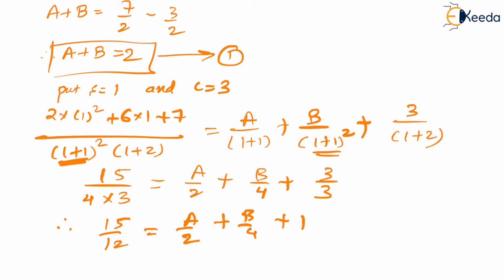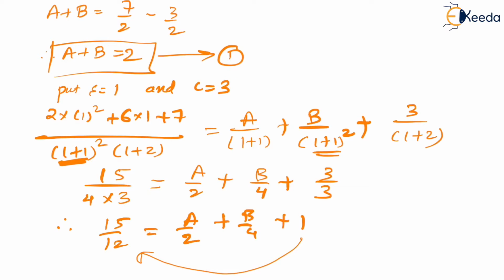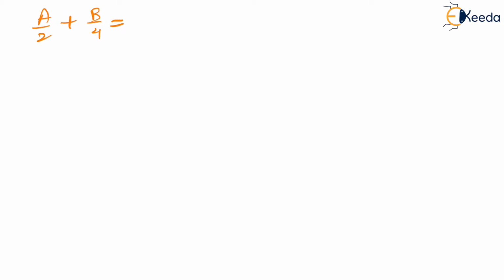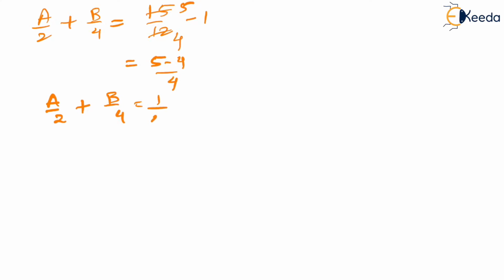Yes, I will take this 1 on the other side. What do I get then? A by 2 plus b by 4 is equal to 15 by 12 minus 1. What is 15 by 12? Yes, 3 4s are 12 and 3 5s are 15. It becomes 5 by 4 minus 1, which is 5 minus 4 by 4, which is 1 by 4. So you can say that a by 2 plus b by 4 is equal to 1 by 4, right?